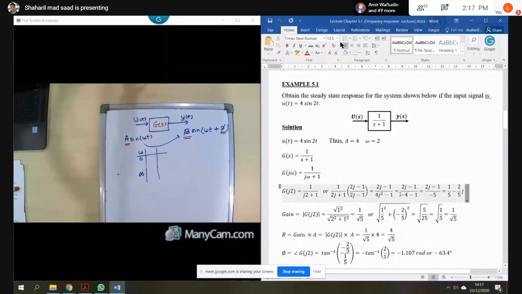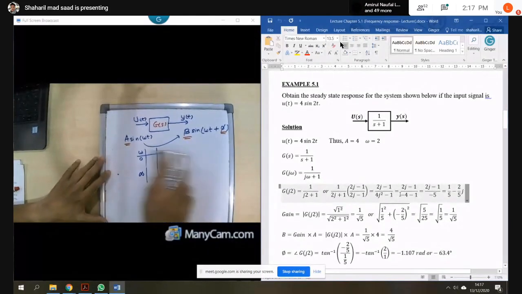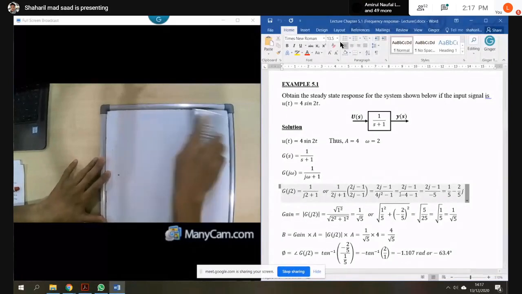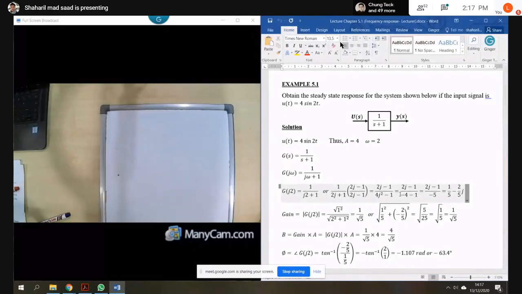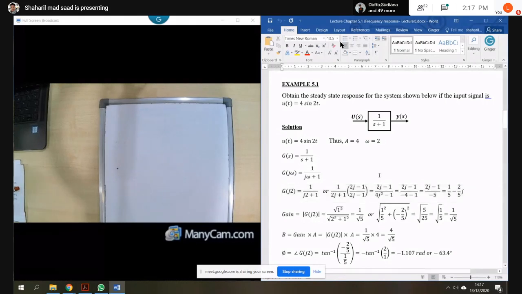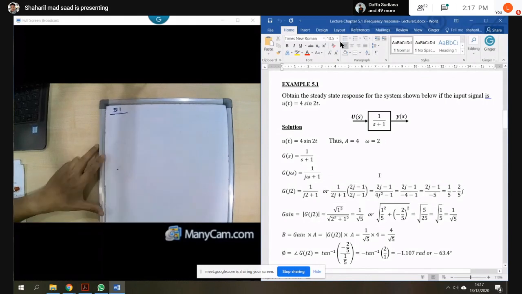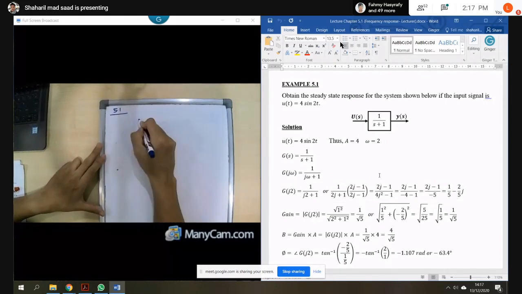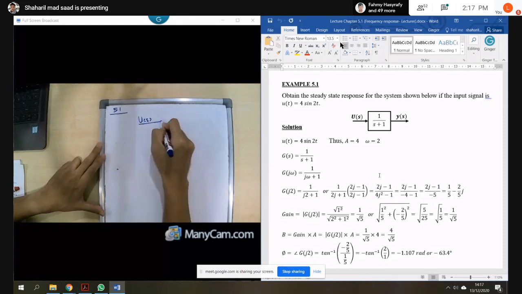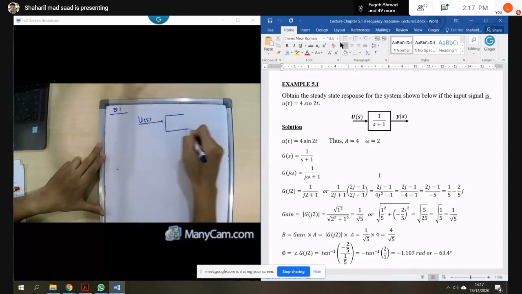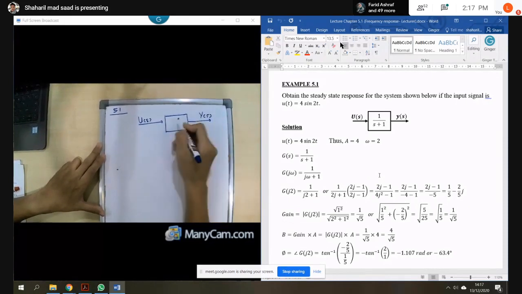Okay, so let's look at example 5.1. This example gives you some introduction, so you can use this concept later. I will try to derive this again. You have the input here, U(s), and the output Y(s) here. This is your controller, or gain, as you call it.